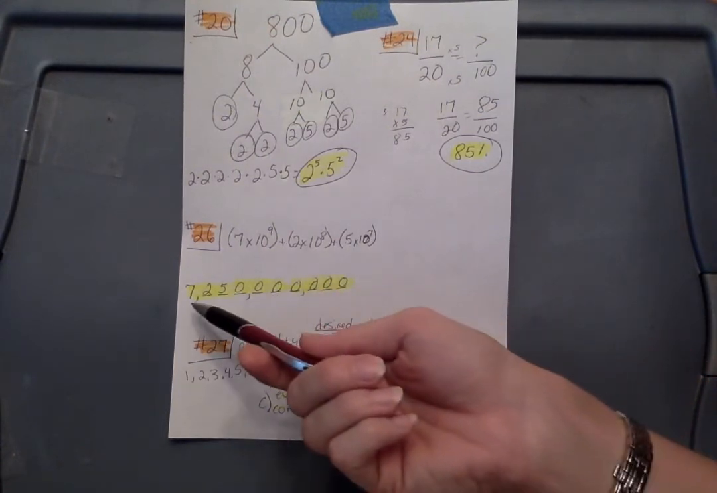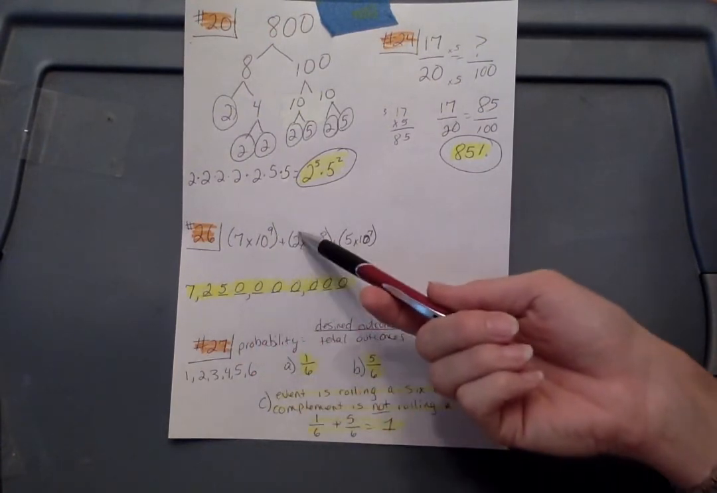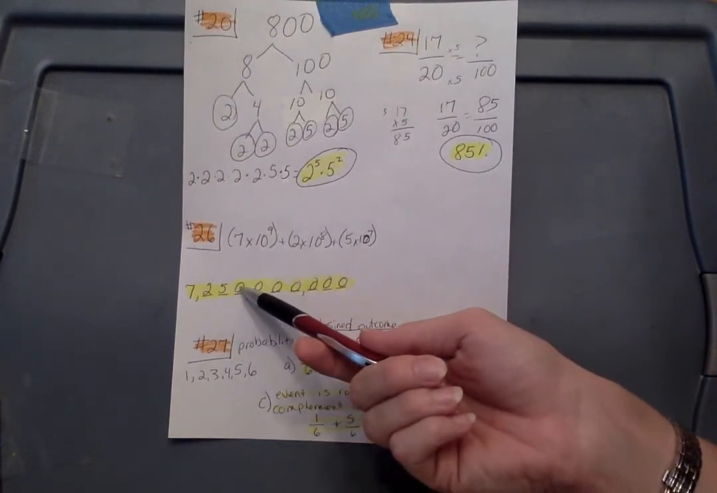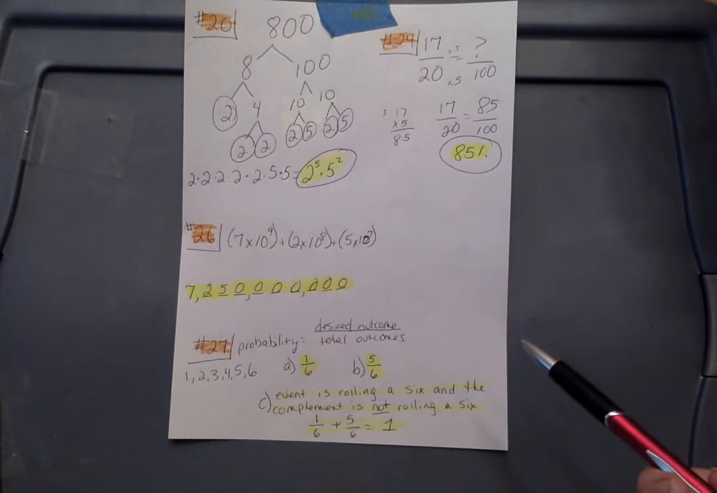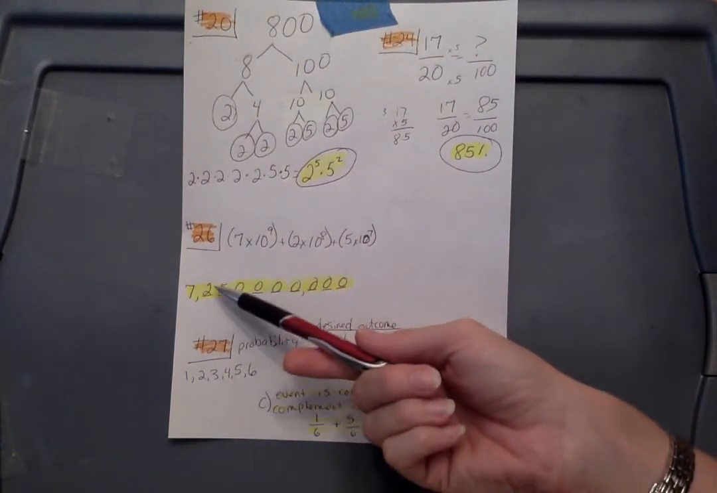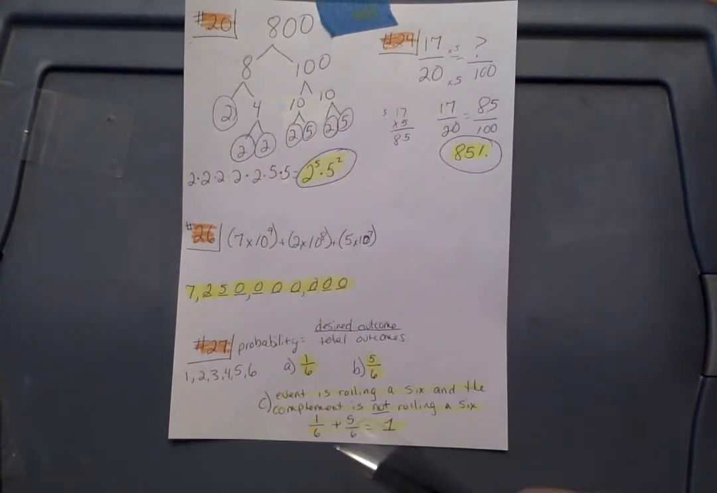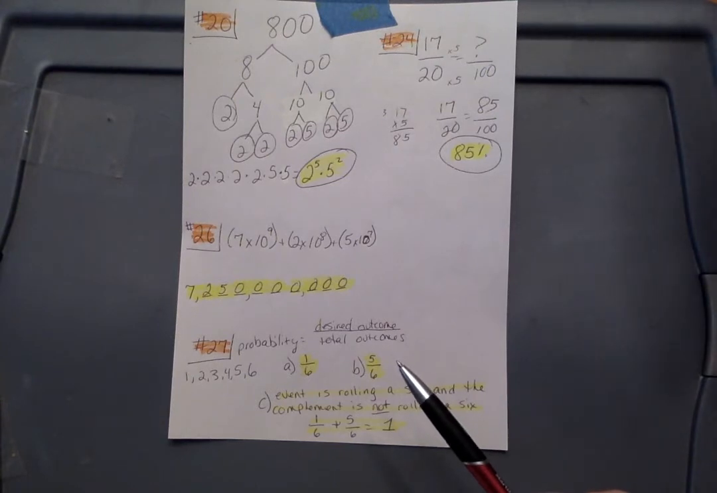So I did all my dashes. Here's my billions. The 2 is in the 100 millions. The 5 is in the 10 millions. And then I have all the rest that are zeros. 7,250,000,000. Last one, probability. They want to know the probability, A says, of rolling a number cube and getting a 6.